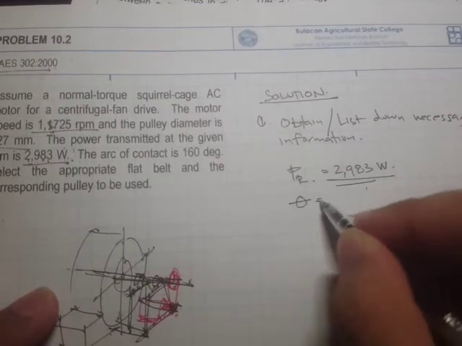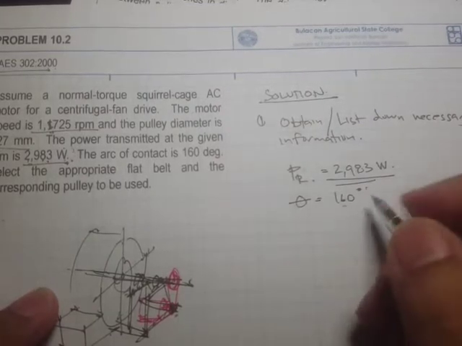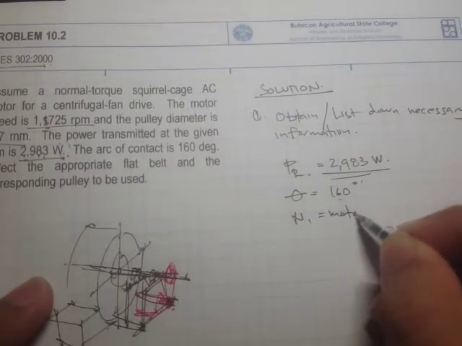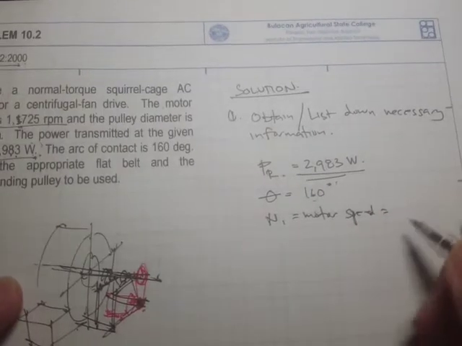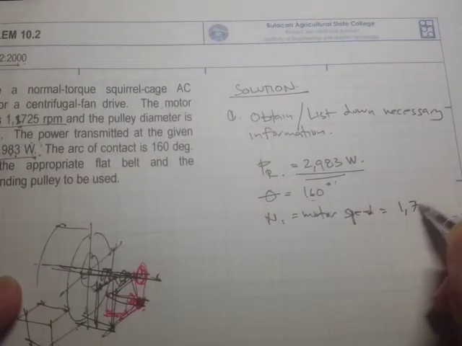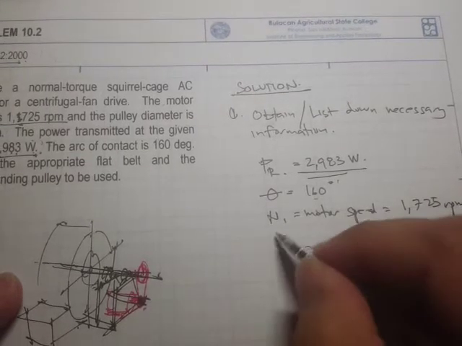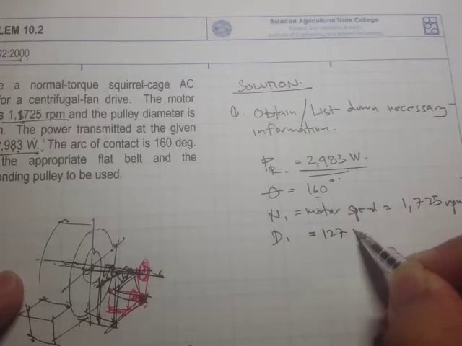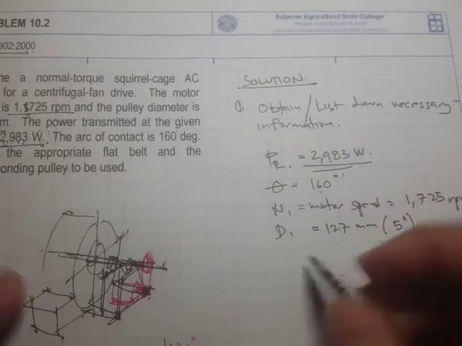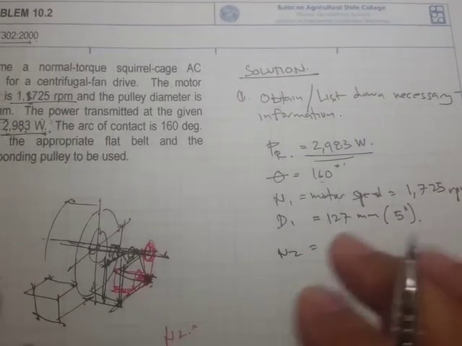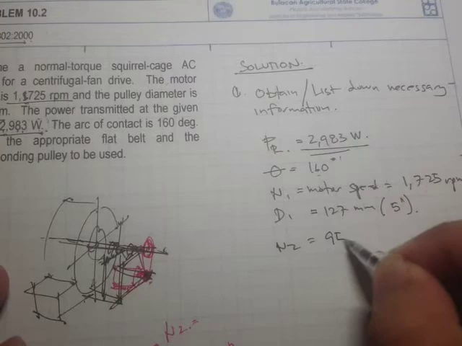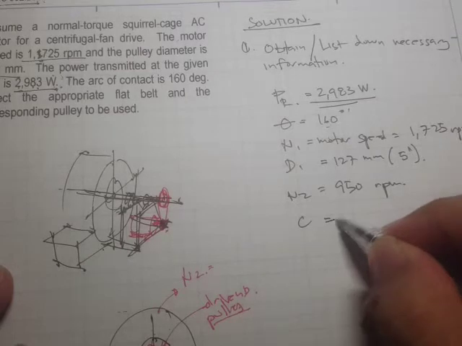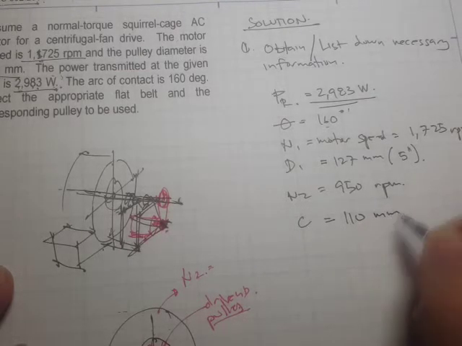Okay, what else? What's given is the angle of contact, which is 160 degrees, and the motor speed, that's N1, which is equal to 1725 rpm, and the diameter is equal to 127 mm, that's approximately 5 inches. And for the N2, this is our additional parameter, which is 950 rpm, and for the center distance, this is 110 mm.